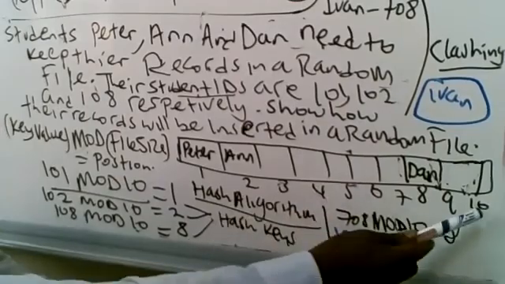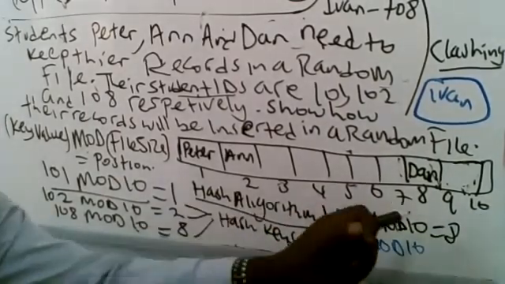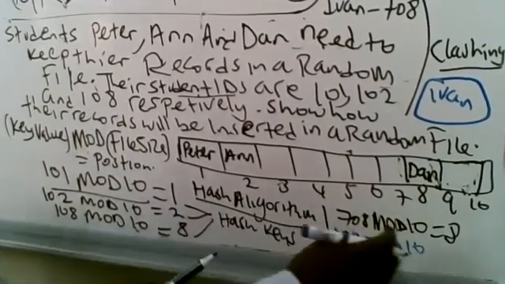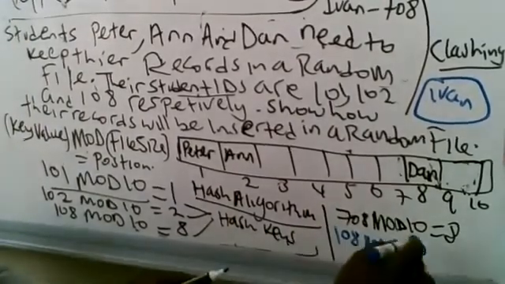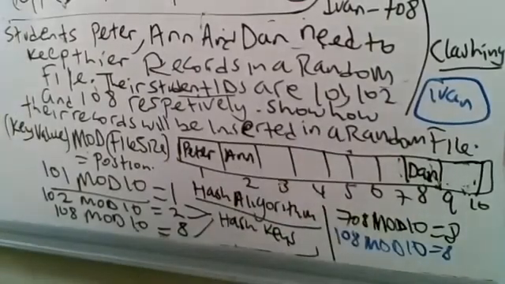In this case, I'm using 10 because I'm assuming our file is taking a maximum of 10 what? Records. But if the file was taking, for example, 100 records, then you shall modulus 100. You modulus with the file size. Then here it will get 8, which means now the computer will jump to 8 and pick Danny's record. That is how random files work.